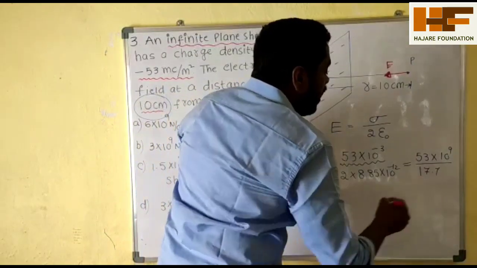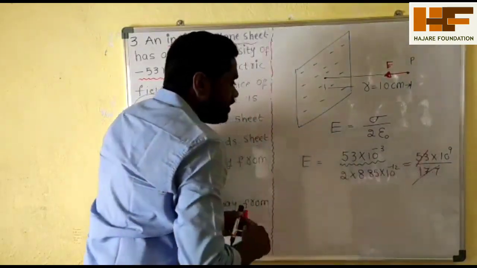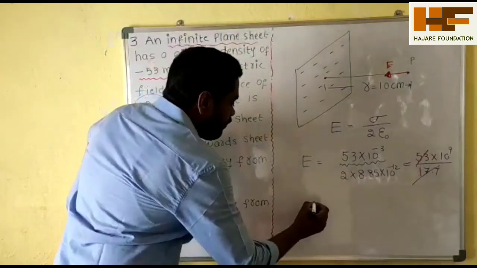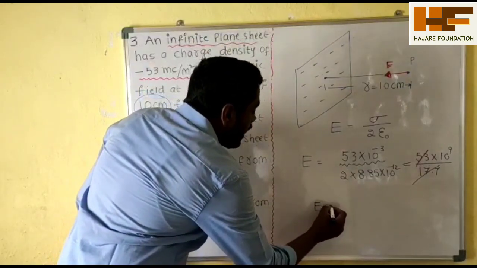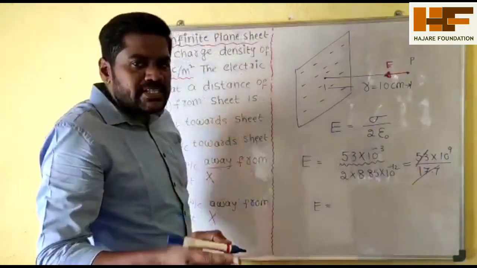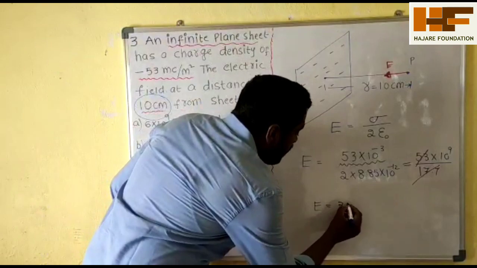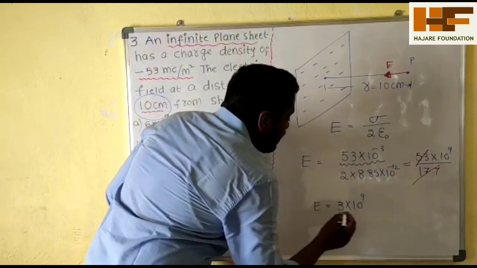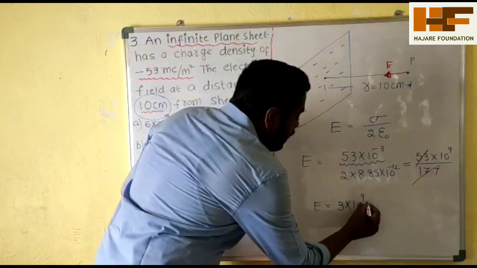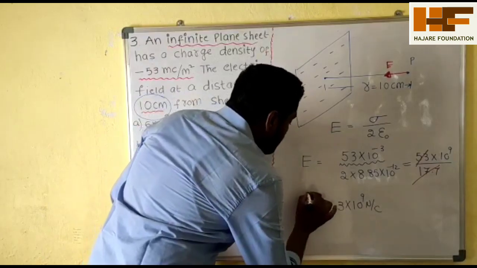Just simplify or cut this and you will get what? That is nearly equal to 3. Therefore now E is equal to, actually that is 2.99 something you can get, but roughly you can take 3 into 10 power 9. Therefore now the answer is 3 into 10 power 9. So what is that? Newton per coulomb. This is our answer in the question.